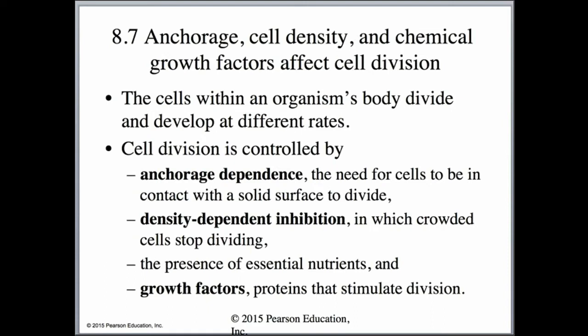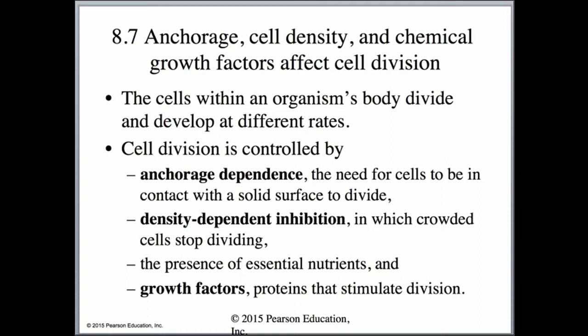So all the cells within an organism's body divide and develop at different rates. Some cell types need to be replaced regularly, and some don't ever need to be replaced. So cell division is controlled by environmental signals. There are three main environmental signals: anchorage dependence, density-dependent inhibition, and growth factors. Anchorage dependence is the need for cells to be in contact with a solid surface to divide. So if a cell on the surface of an organ gets dislodged and is floating in the bloodstream, it should not divide, because that would clot your capillaries or maybe even larger vessels if it continued to divide while it's floating around. So for cells to divide, they need to be attached to a solid surface.